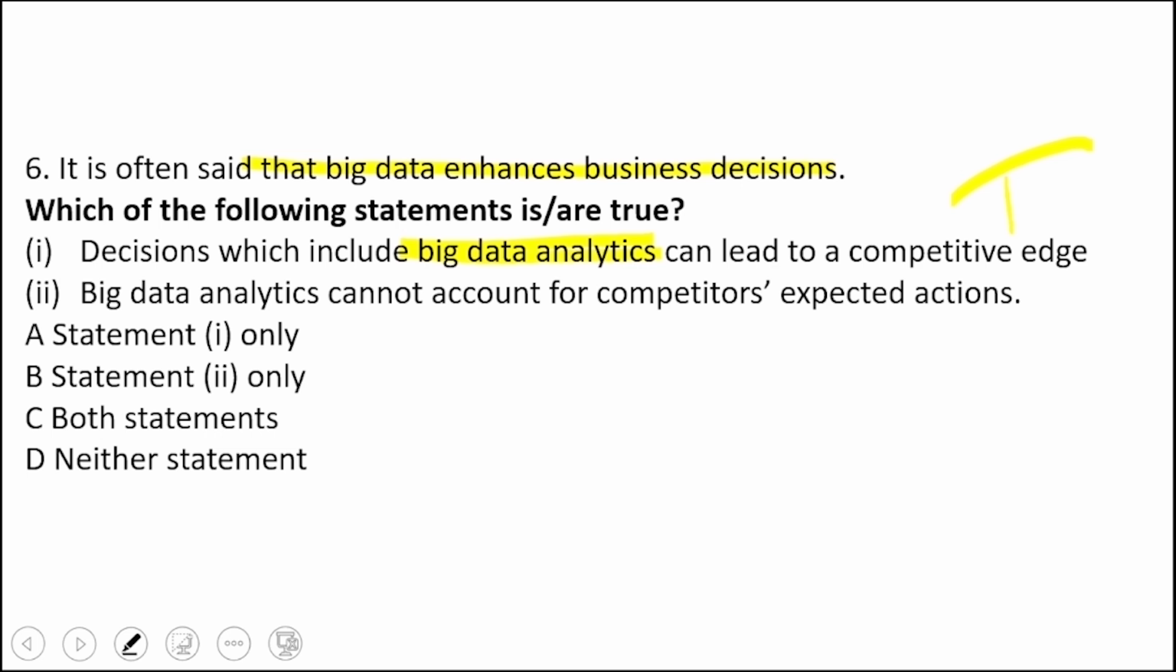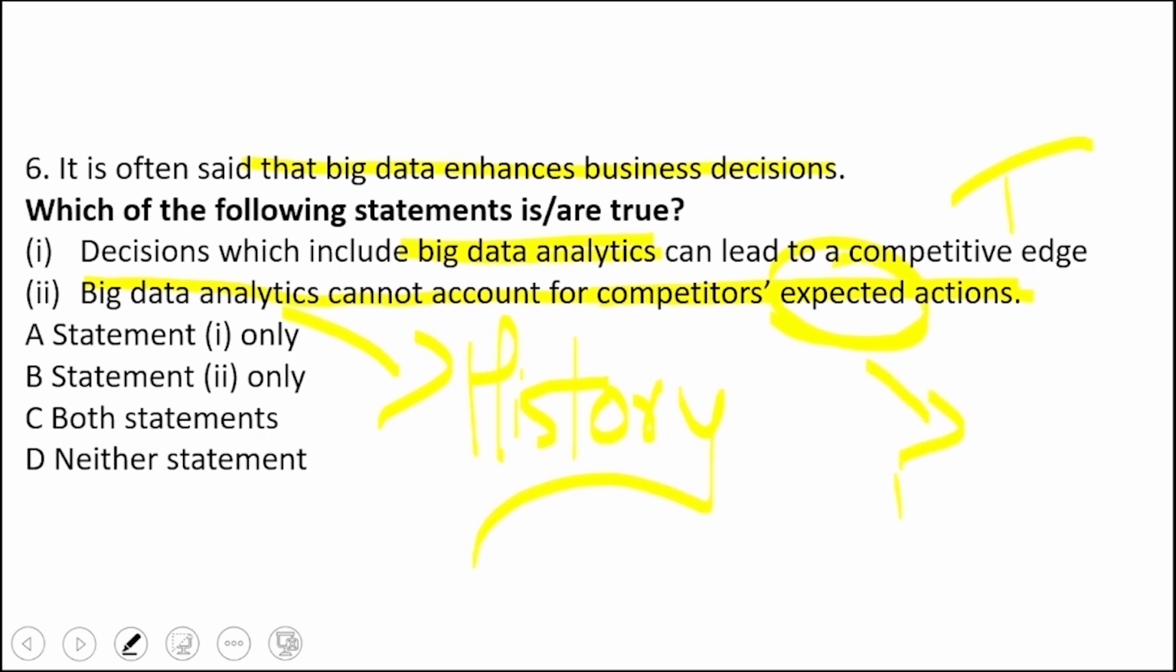Now, the second statement, big data analytics cannot account for competitors' expected actions. Now, big data analytics captures the history of transactions that are taking place. The expected actions, that is, what will come in the future, cannot be predicted by big data analytics. The true statement is statement 1 only, so the right answer is option A.